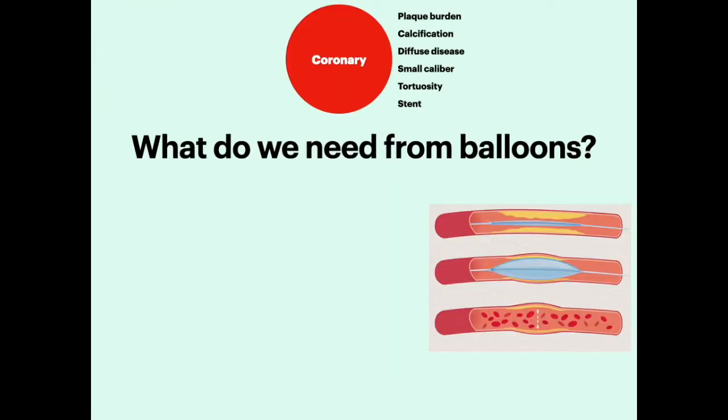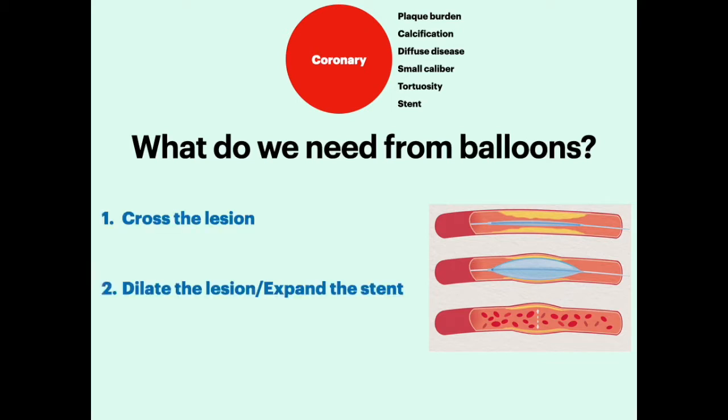So what do we need from our balloons? Basically, we need three things. We need our balloons to be able to cross the lesion effectively. We need them to be able to dilate the lesion and expand the stent. And we need to do this without extensive dissection or perforation.